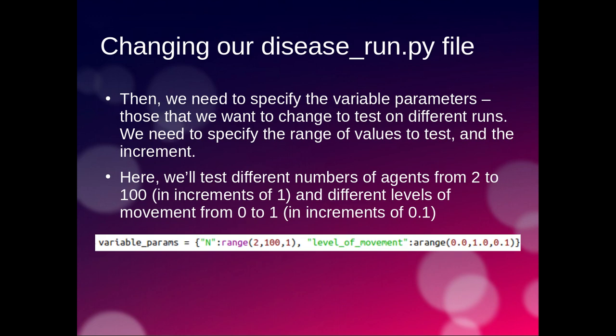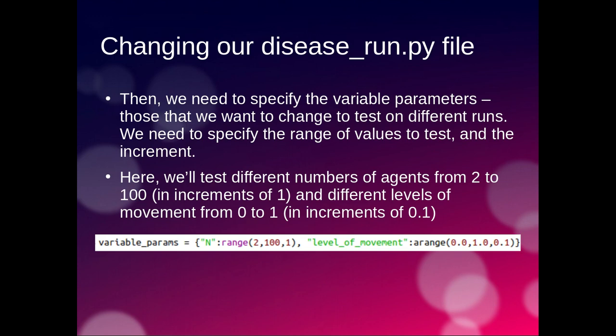I want to try different numbers of agents in the models, and I want to range that from having 2 agents in the models up to 100 in increments of 1. So I want 2 agents to be tested, 3 agents, 4 agents, 5 agents, etc. And I want the level of movement to vary from 0, so where nobody moves, up to 1, where everybody moves on every time step. And I want to do that in increments of 0.1, so in 10% probability increments.